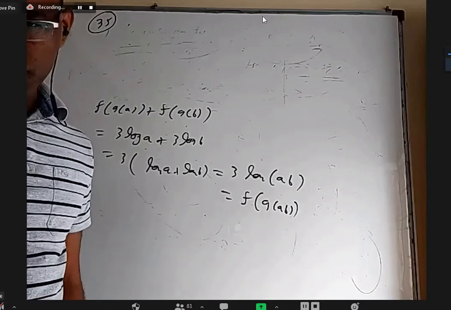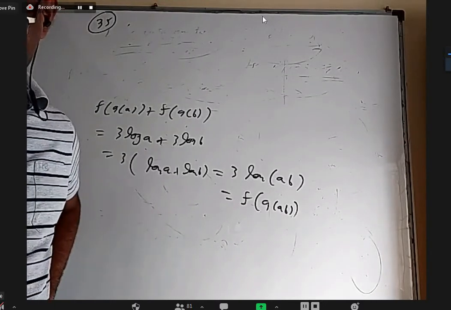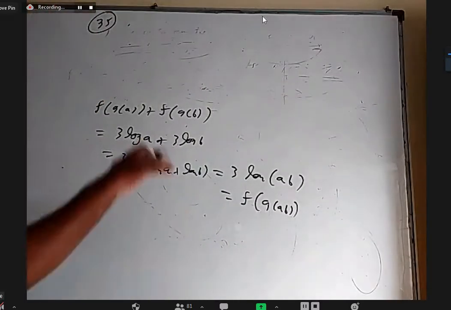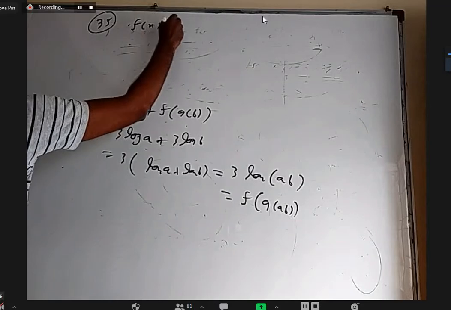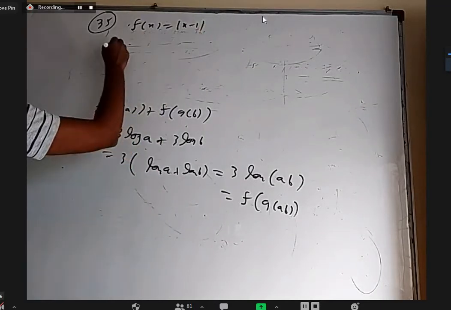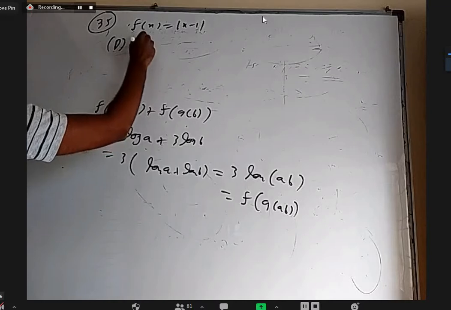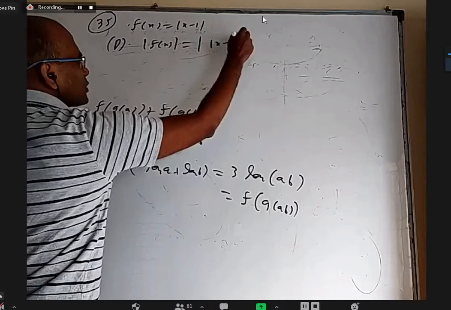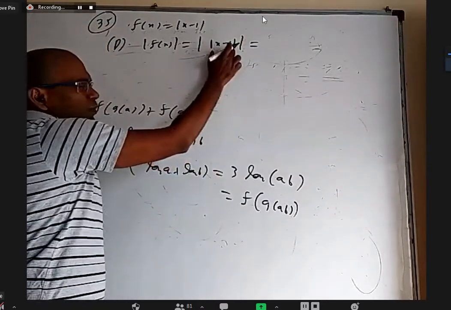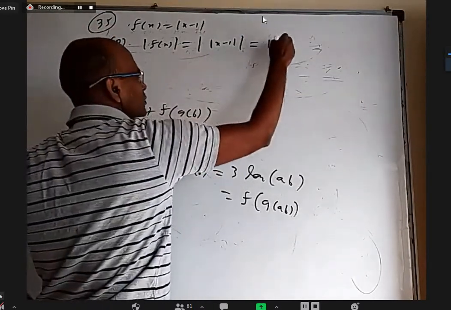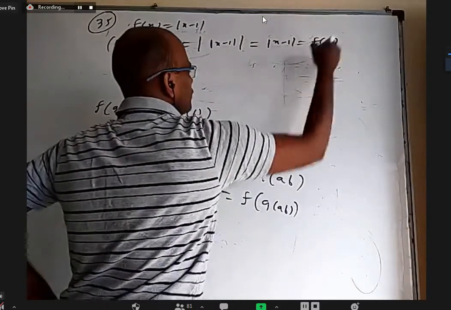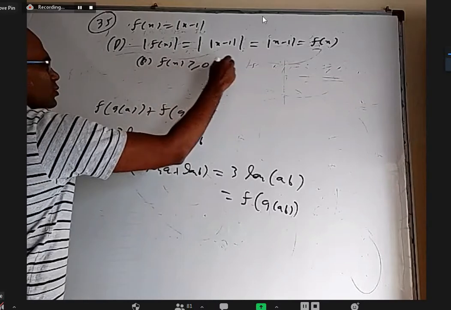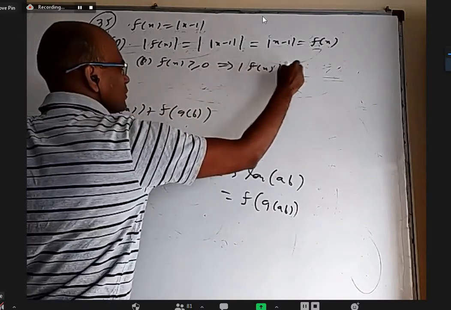Okay, f of x is mod x minus 1, and they have some different options that they're asking. Of course, option D is quite simple. Option D is easy, so that's why I'm straight away doing it. Mod f of x means mod of mod x minus 1. But already mod is positive, so this outer mod is meaningless. So I can write mod x minus 1, which is f of x. Or you can say f of x is greater than or equal to 0, which implies mod f of x is same as f of x.